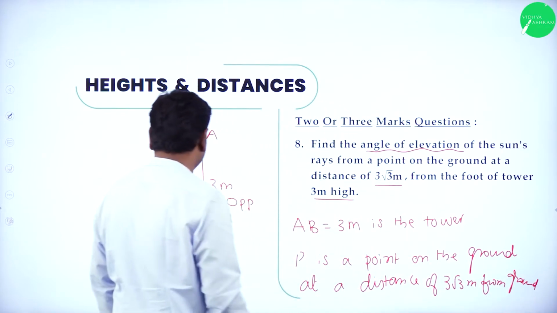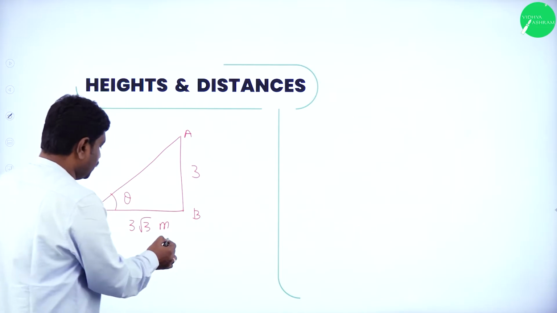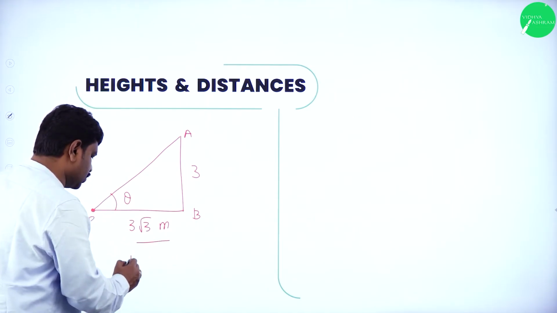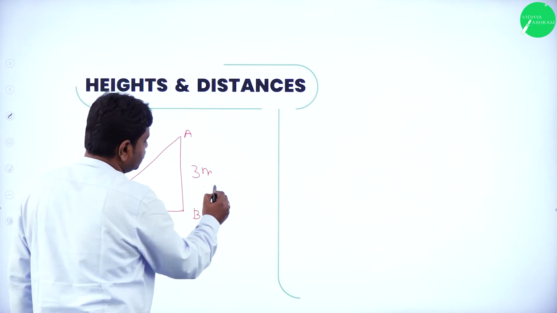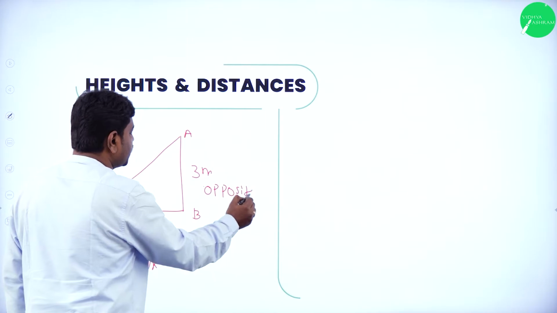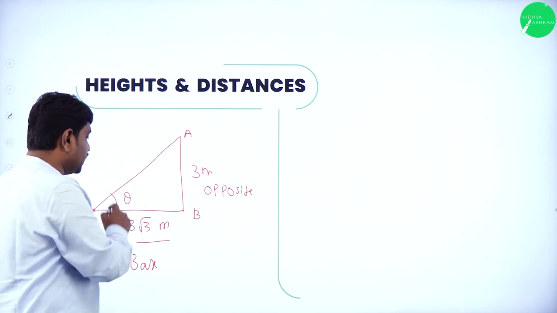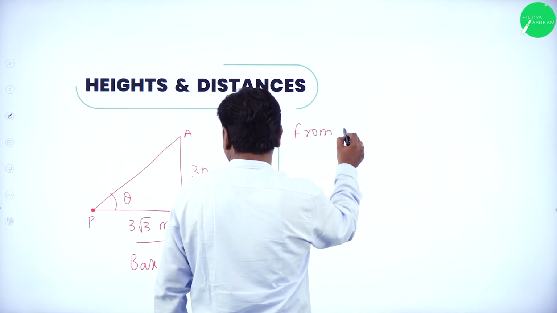Now coming to this. This is the diagram, and we know this side. What is this side, dear students? This is base. And we know this side. What is this side, dear students? This is opposite. So if you know opposite and base, we use which trigonometric function? And you need theta. So take tan theta from triangle ABP.